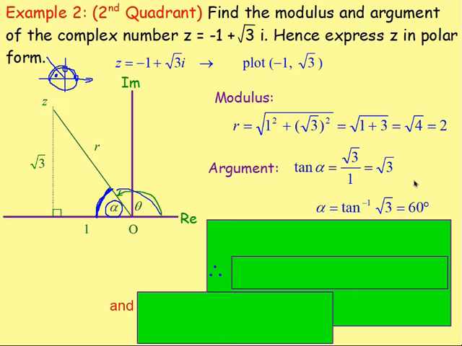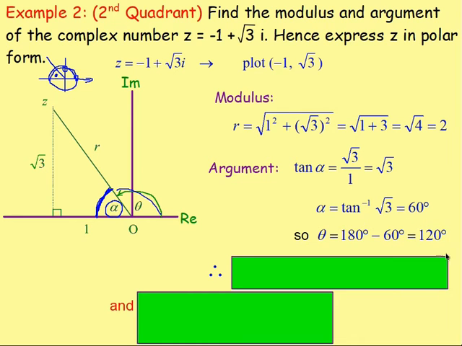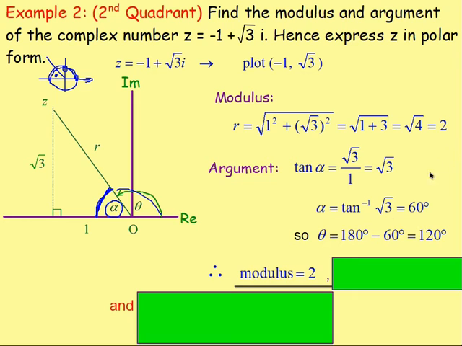What could you do, Olivia? Brilliant, just take it away from 180. So it means then that theta will be 180 degrees, take away 60 degrees, which gives you 120. So we know then the modulus will be 2 and the argument will be 120 degrees.